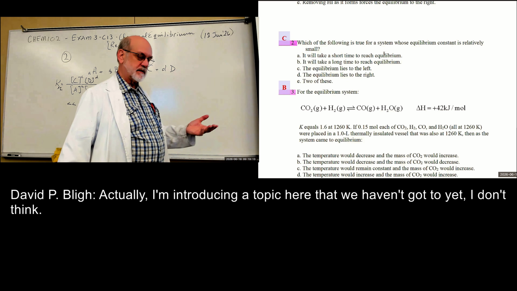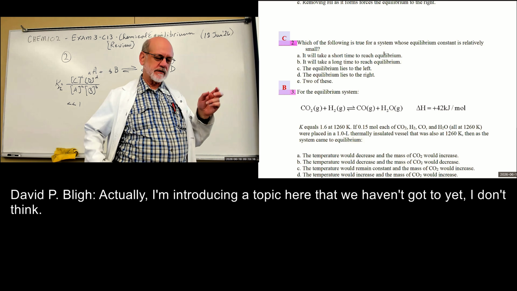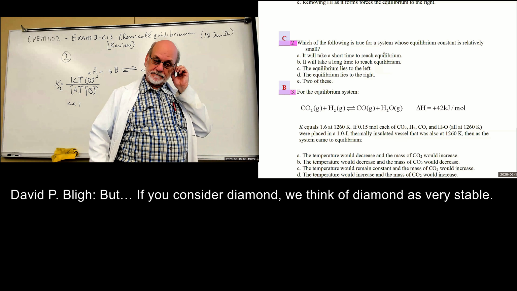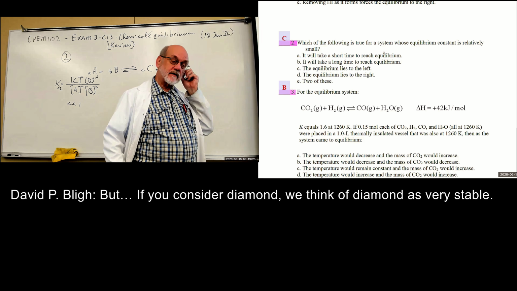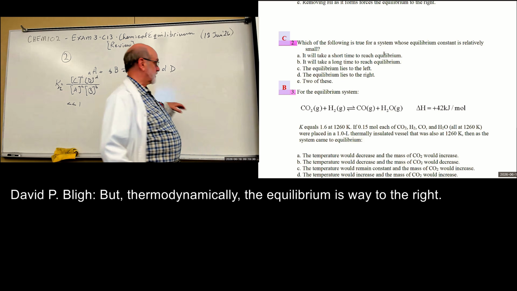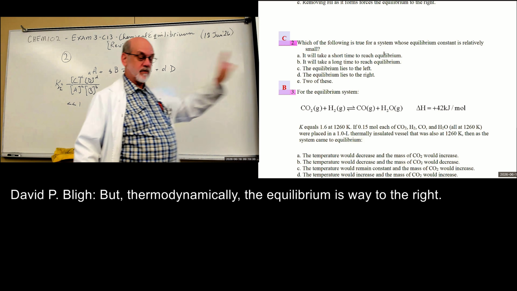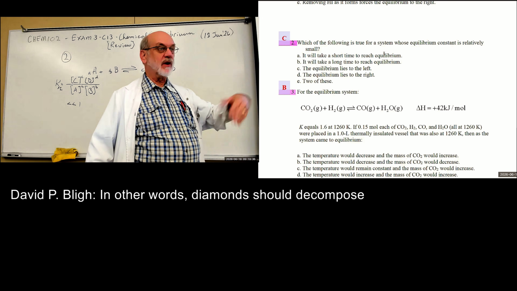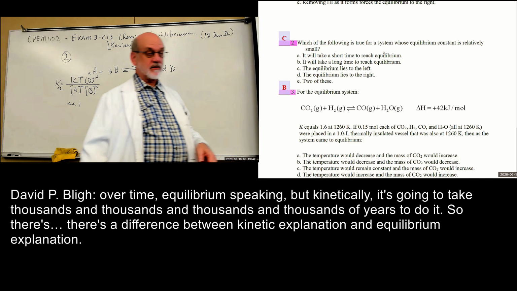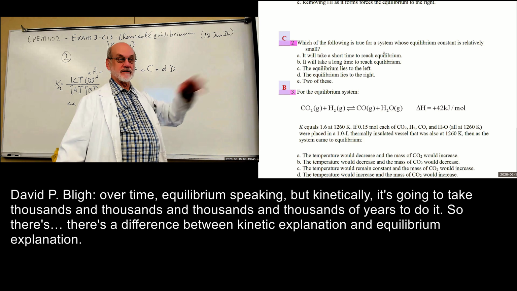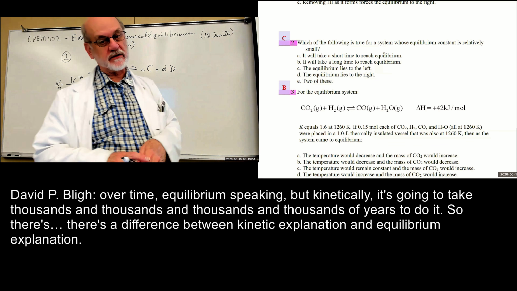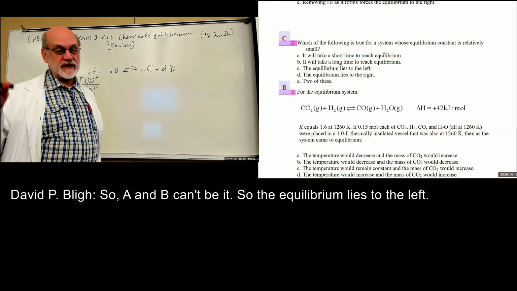Actually, I'm introducing a topic here that we haven't got to yet, I don't think. But if you consider diamond, we think of diamond as very stable. Kinetically, it is. But thermodynamically, the equilibrium is way to the right. In other words, diamond should decompose over time, equilibrium speaking. But kinetically, it's going to take thousands and thousands of years to do it. So there's a difference between kinetic explanation and equilibrium explanation. So A and B can't be it.